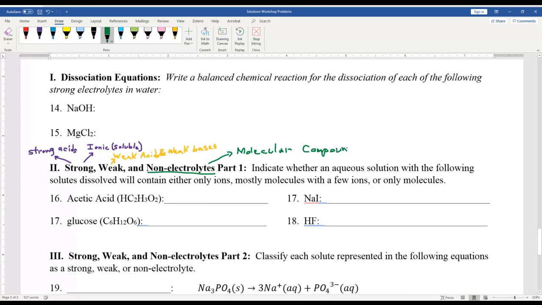When they say they are non-electrolytes, what do they mean? It means they don't break up at all. When you put them in water, they don't break up into ions at all.